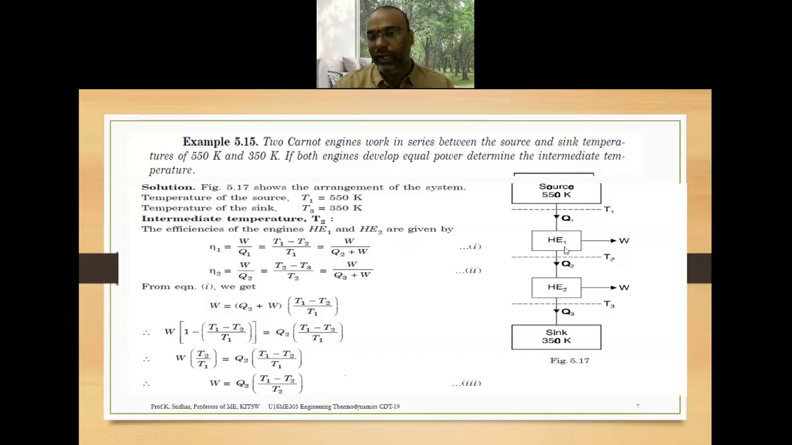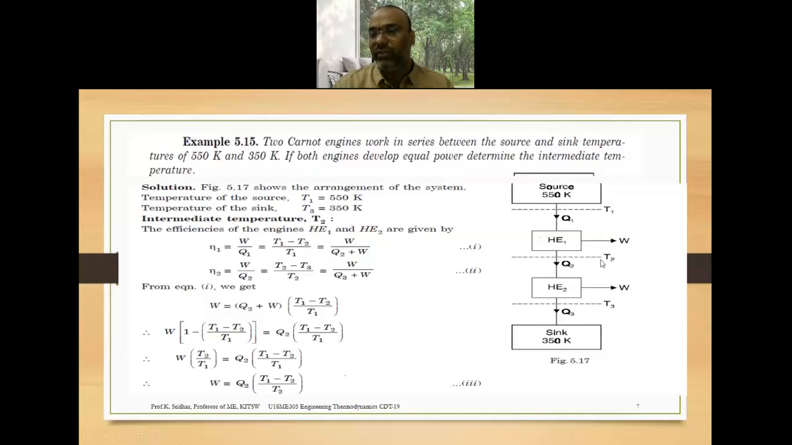Here it is heat engine 1 and here it is heat engine 2. Heat engine 1 is operating between the T1 and T2 temperature limits, and heat engine 2 is operating between the T2 and T3 temperature limits. In the problem, the T1 value as well as the T3 value are given. Now we are asked to determine T2, because T2 is the common temperature for heat engine 1 and heat engine 2.